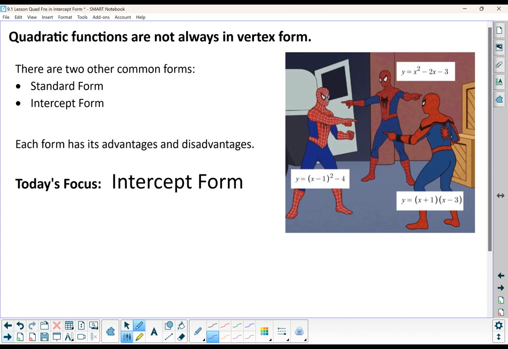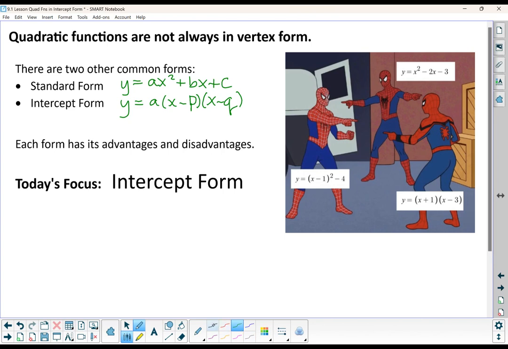Okay, so quadratic functions are not always in vertex form. Vertex form is just one of the forms a quadratic can be in. There are two other common forms. One is called standard form, and one is called intercept form. Standard form looks like y equals ax squared plus bx plus c. And intercept form is going to look like a times (x minus p) times (x minus q).